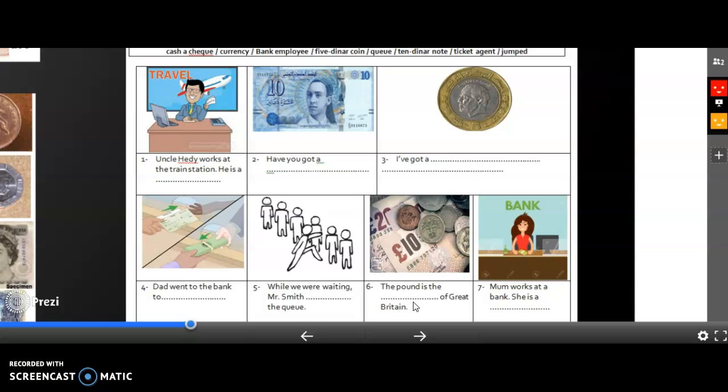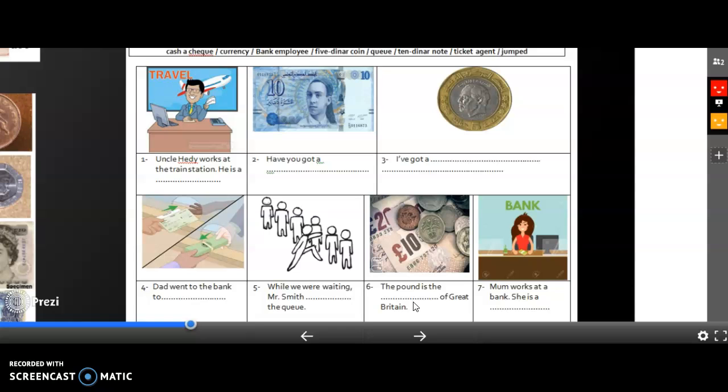4. Dad went to the bank to cash a check. To cash a check. Not cheek, check. Cash a check. Good.